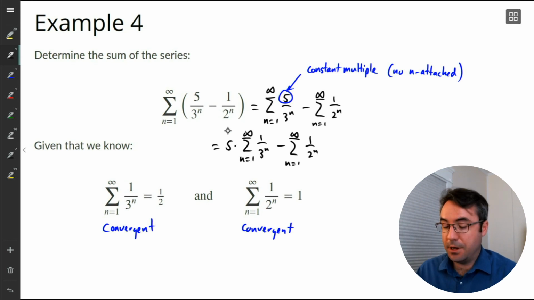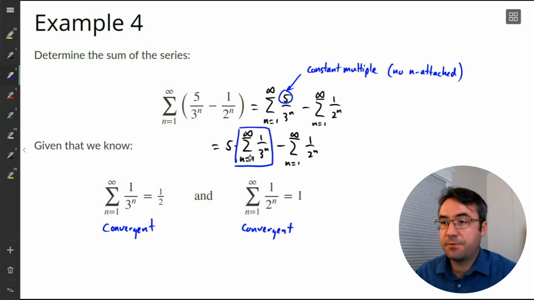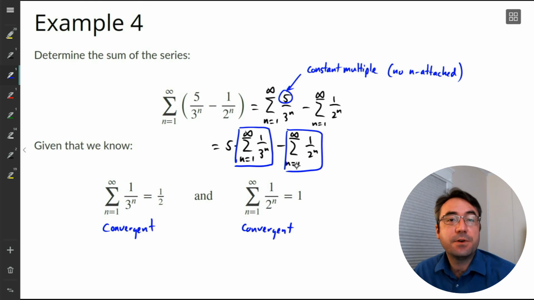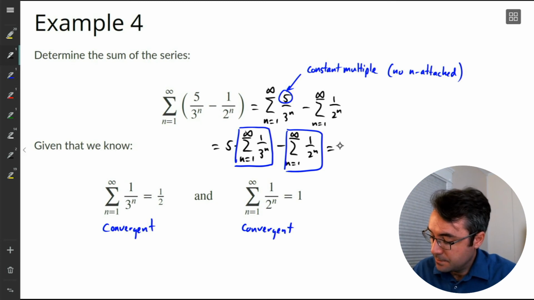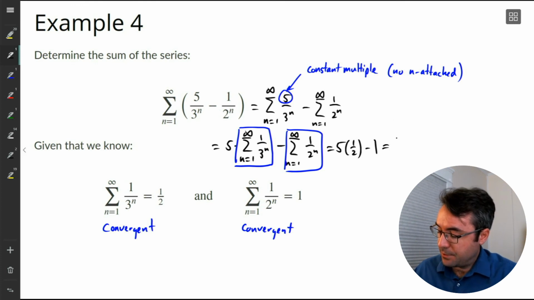And now, what do we know? We know what the sum is for this series, and we know what the sum of this series is. So we just fill those results in. This one is 1/2, this one is 1. So we get 5 times 1/2 minus 1. And doing the arithmetic there, what do we get? 5 halves minus 2 over 2. So we get 3 halves.